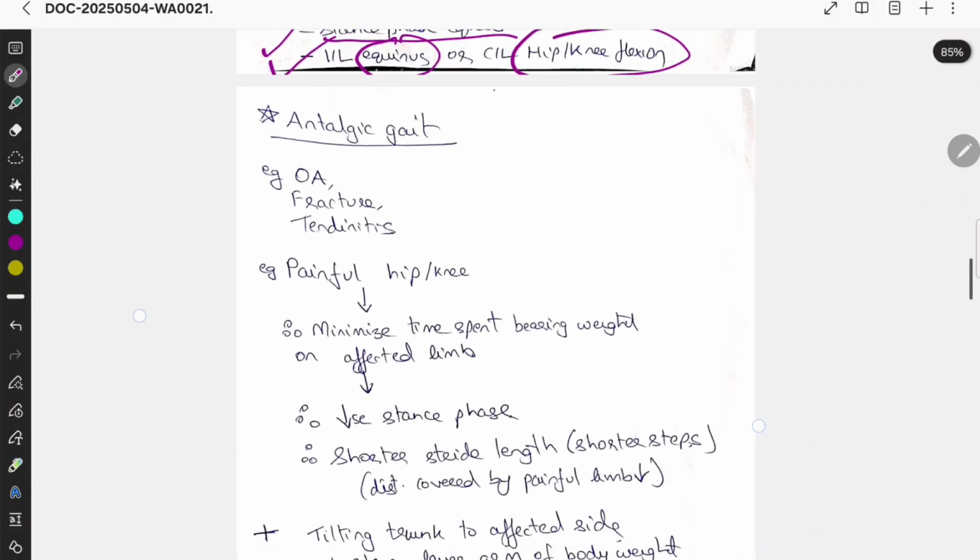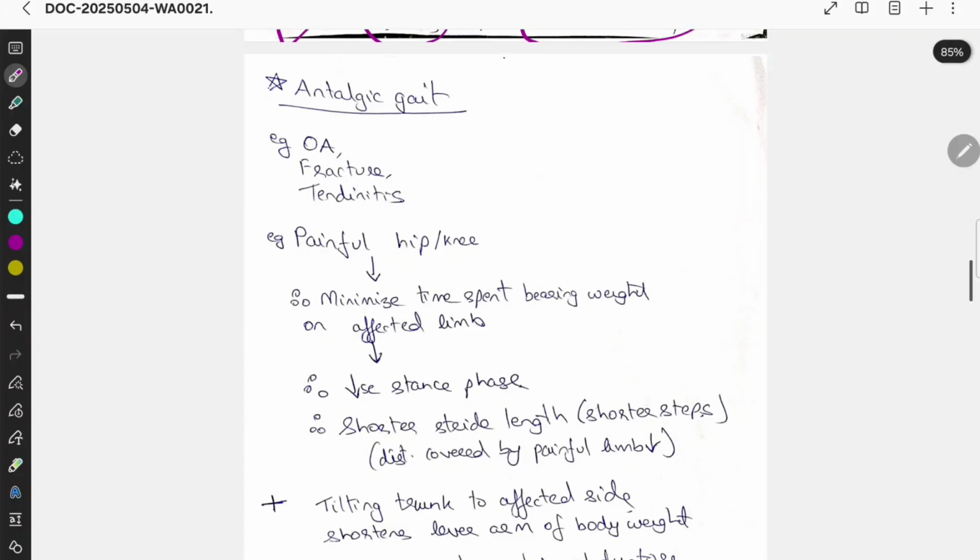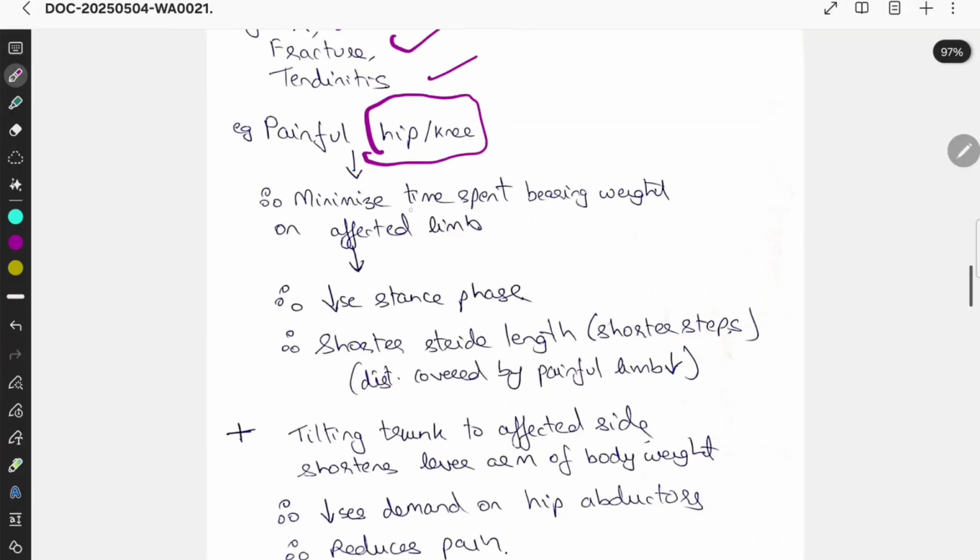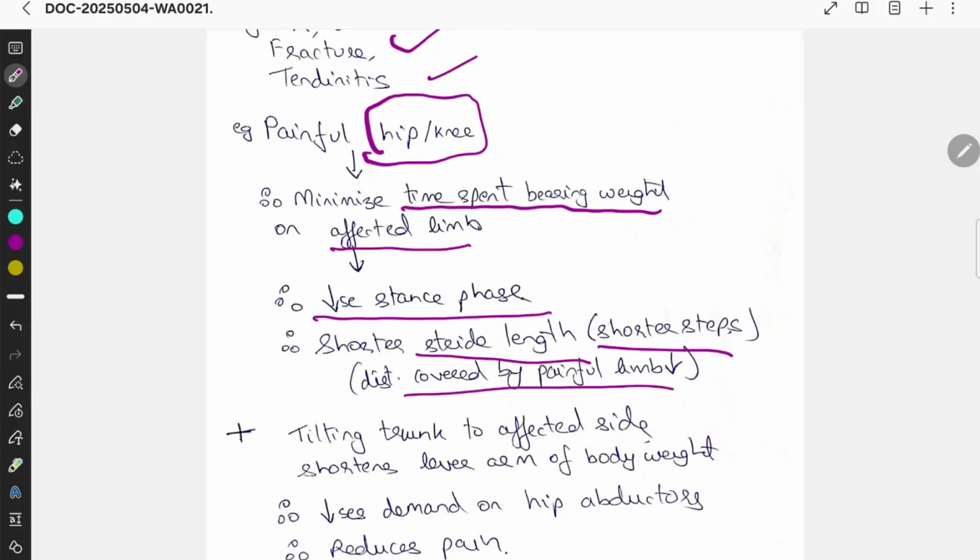Okay. And now the third gait is the antalgic gait. So any pathology causing pain on that side, I just mentioned 3: osteoarthritis, fracture or tendinitis, but all the painful pathologies come in antalgic gait. Okay, so there might be painful hip or knee. So what our body wants to minimize is the time spent bearing weight on the affected painful limb. So how does the body do that? The body decreases the stance phase and shortens stride length. So shorter steps, distance covered by the painful limb is less.